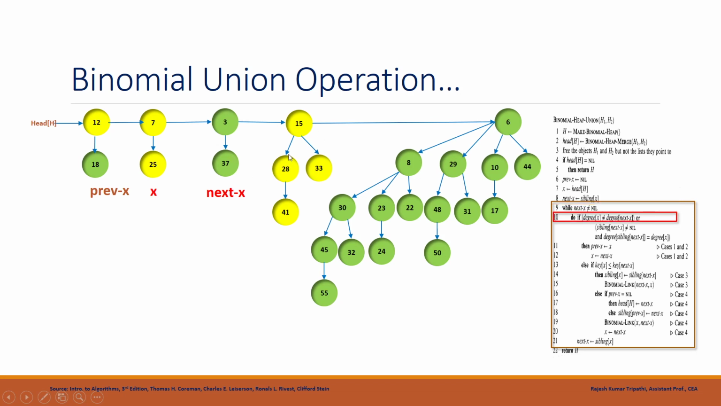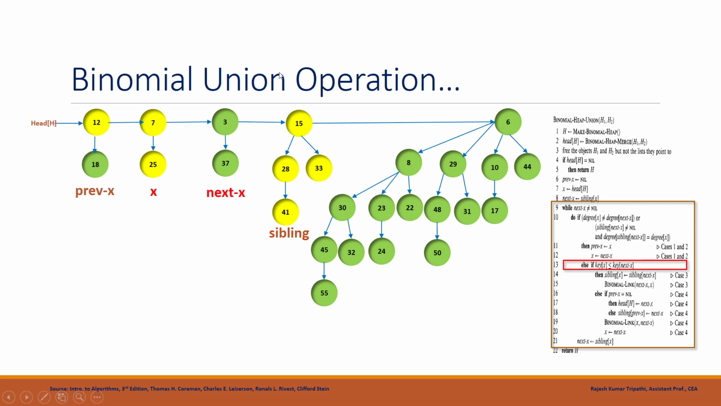So again you will check the degree of x and degree of next x. Both are same. According to condition it must not be equal, but it is equal. So what we will do? Again we will check sibling of next x. So this is the sibling of next x. Not equal to nil. Yeah, it is not equal to nil because it is pointing to this one. So again you will check the degree of sibling of next x is equal to degree of x. No, false. So what we will do? It means the previous two similar order binomial trees can be merged, can be linked. So we will reach here.